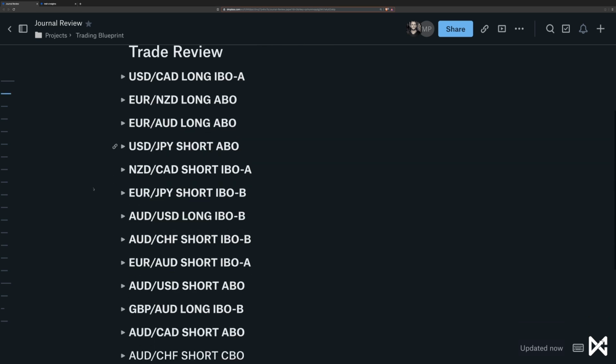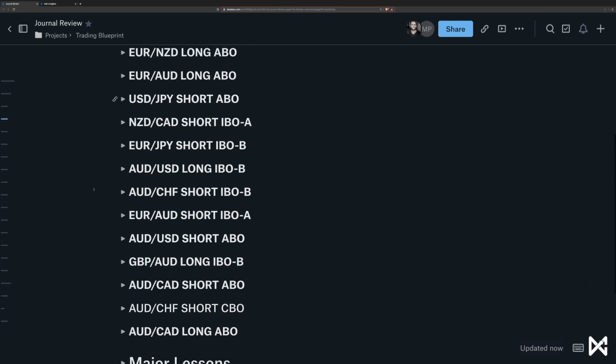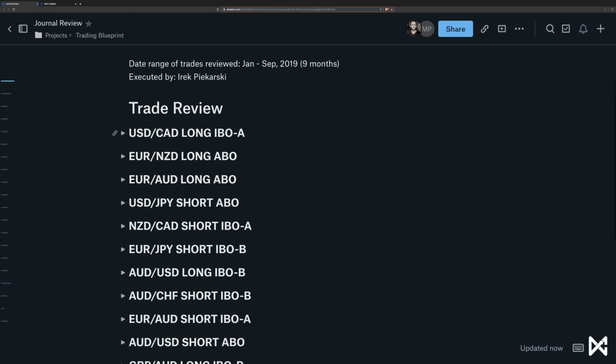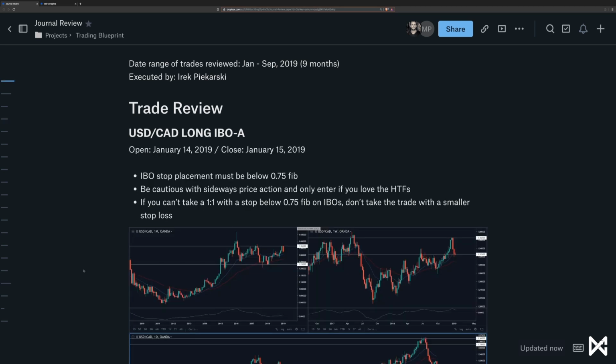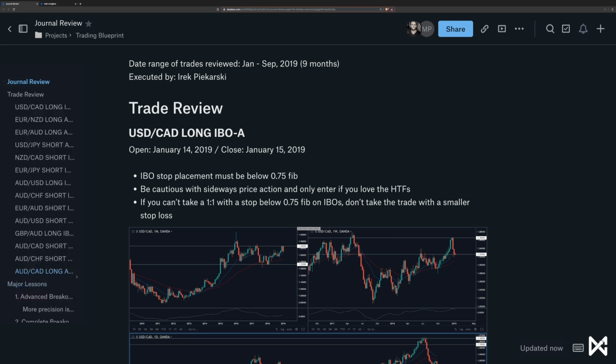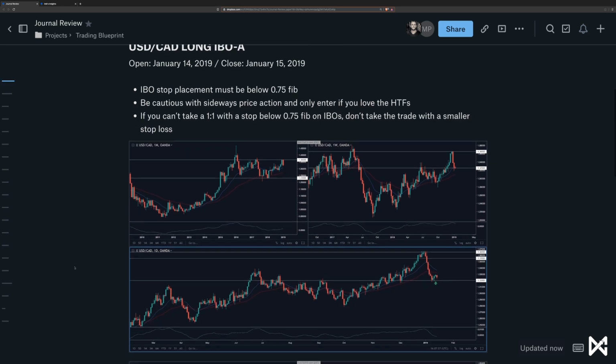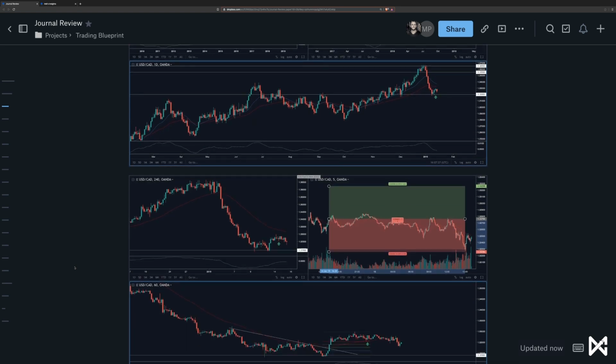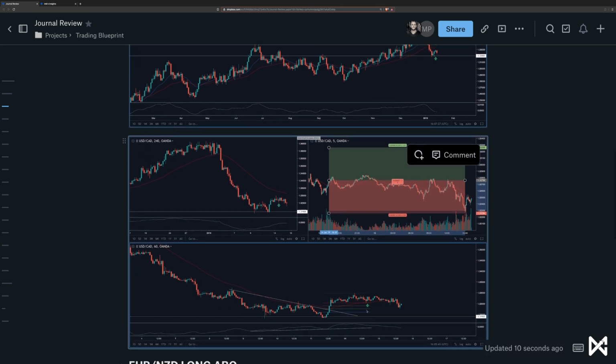We have a few trades here. We're probably not going to get into all of them, but I'm going to start at the top. Right, so USD/CAD long, IBO-A, from January 14th, closed on January 15th for a loss. It was a 1% loss. And remember from the spreadsheet, from the initial lesson, this was the trade that had the stop loss at the 0.618 Fibonacci retracement instead of 0.75.